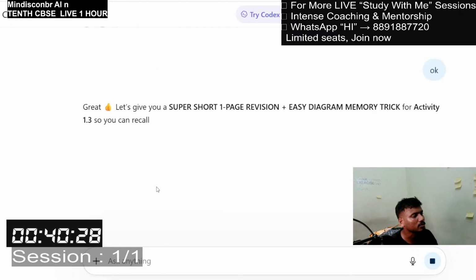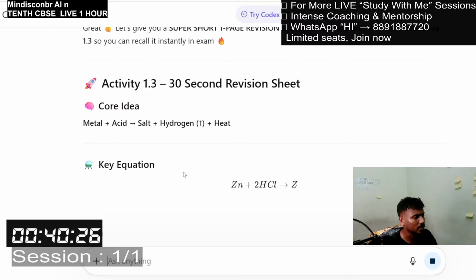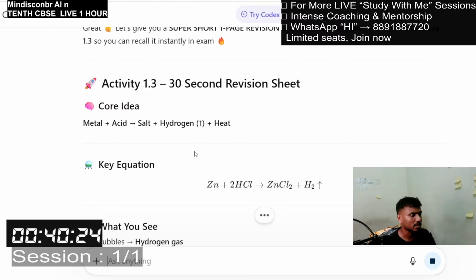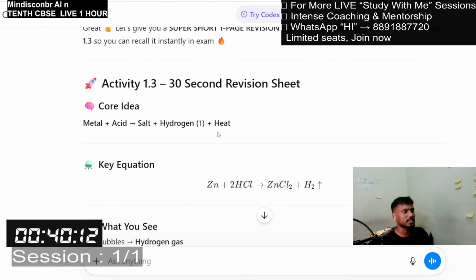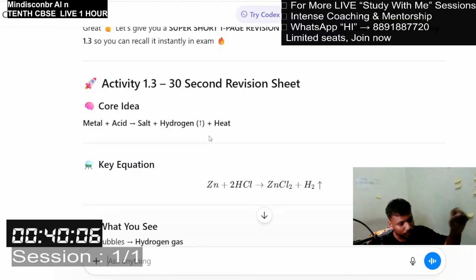Let me give you a super short one-page revision. A 30-second revision sheet. Metal plus acid gives... come on, I want the answer in the comment box. Metal plus acid gives salt plus hydrogen, and heat is released. Since heat is released, it is called which reaction? Hydrogen burns with which sound? Come on, I need answers in the comment box.